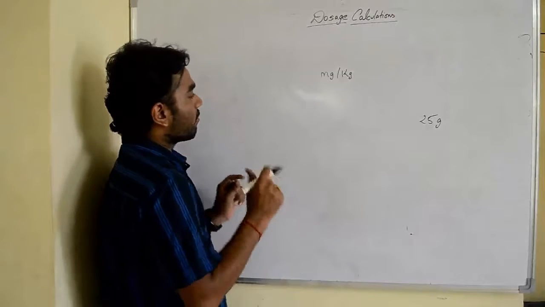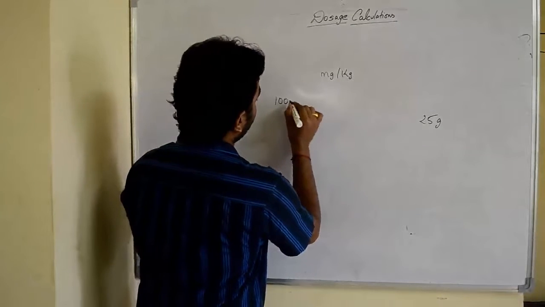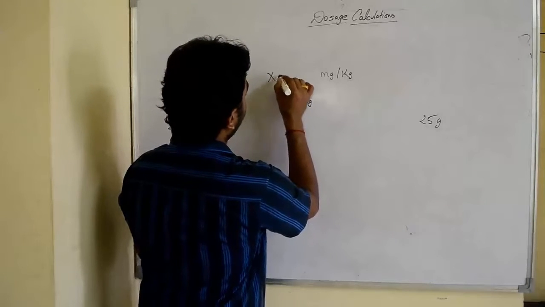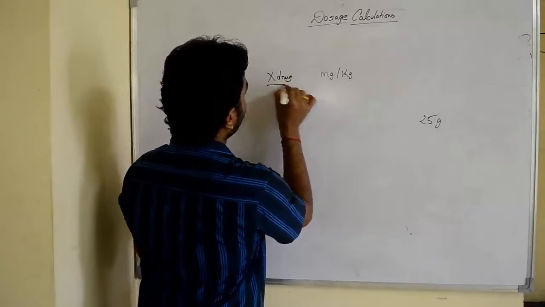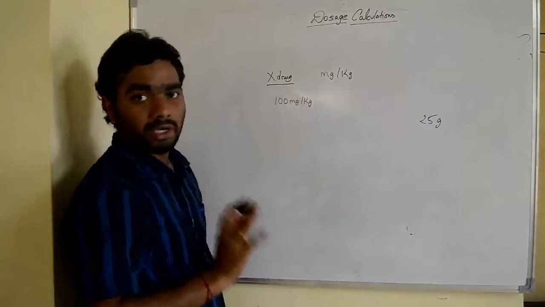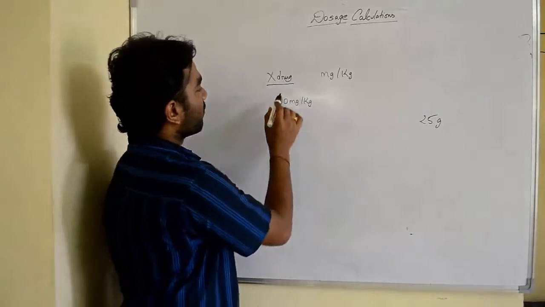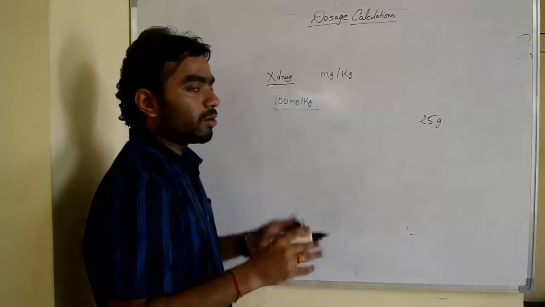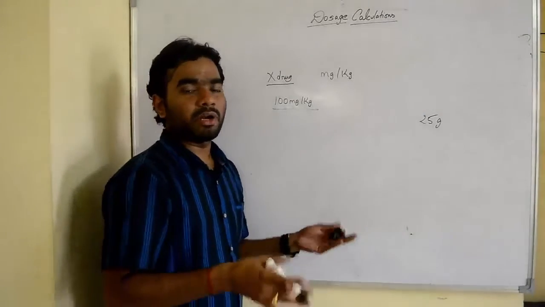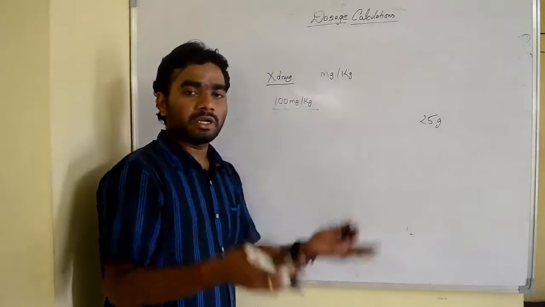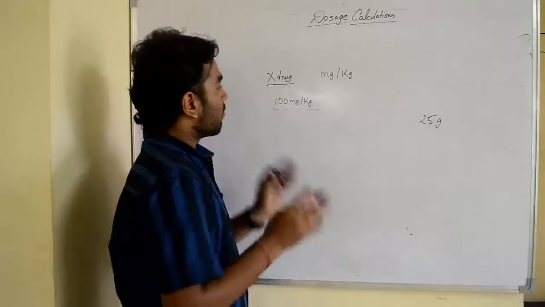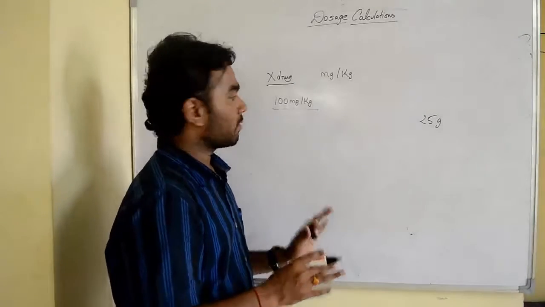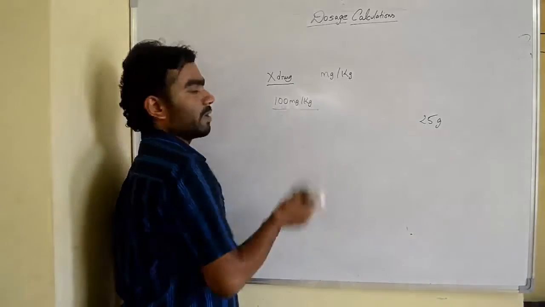I am taking an example of mice with an average of 25 grams. And I want to prepare 100 mg per kg of X drug. You don't need to worry about the molecular weight here. I need to inject 100 mg per kg. You can give this by oral route or intraperitoneal, intravenous, depending on whatever the intended route you are preferring. But I want to inject 100 mg per kg to the animal. So how do I prepare this?